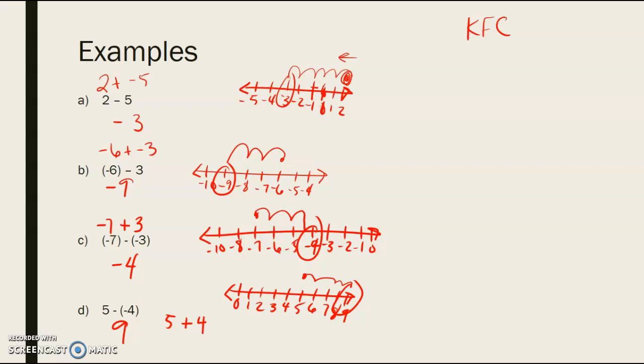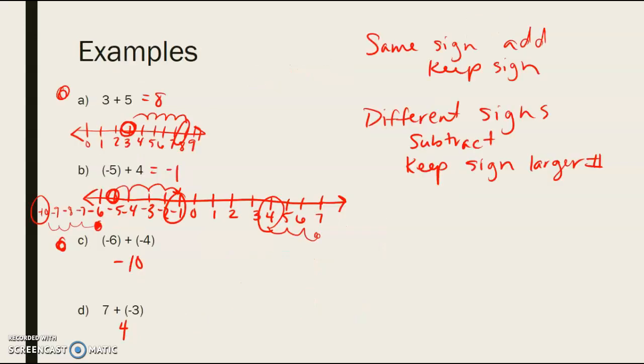So if we change our subtraction to addition, then we get to use the same rules as before. That keep, flip, change allows us to change all of our subtraction problems to addition problems, in which we get to use those same rules: same sign, add and keep the sign; different sign, subtract and keep the sign of the larger one. So that's adding and subtracting integers.